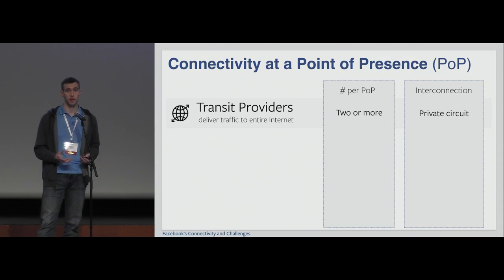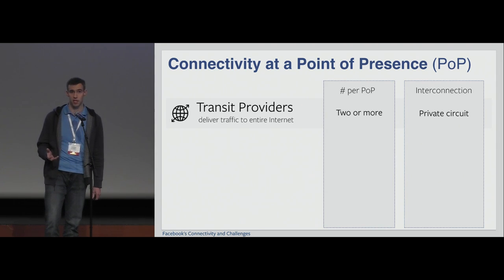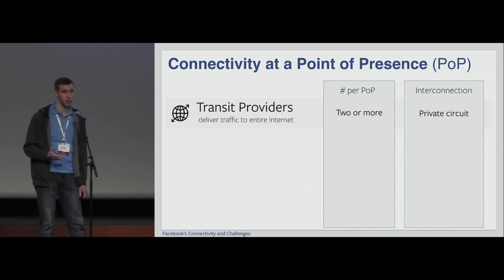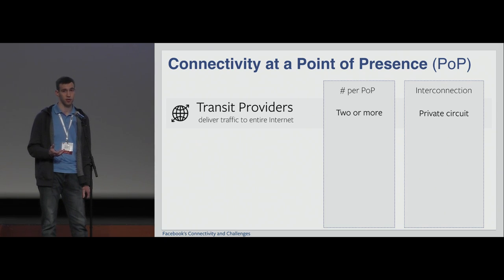So back to those points of presence that we have around the world. At each of those, we have three types of connectivity. First, we have transit providers. And transit providers can deliver traffic to the entire internet. At each POP, we typically have two or more of these for redundancy, and we connect with them through a private circuit, sometimes known as a private network interconnection.